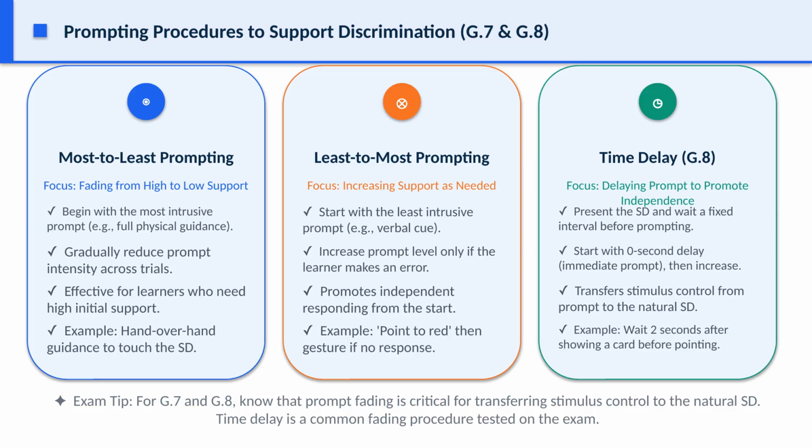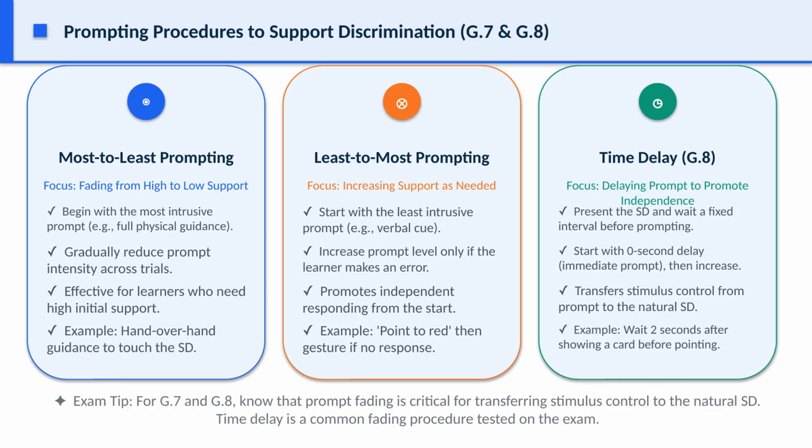When teaching stimulus discrimination, the BCBA exam expects you to know how to systematically transfer stimulus control from prompts to the natural SD. Most-to-least prompting starts with the most intrusive prompt, like full physical guidance, then fades across trials. Ideal for learners who need high initial support, such as guiding a child's hand to touch the correct picture. Least-to-most prompting begins with the least intrusive prompt, like a verbal cue, and increases only after an error, promoting independence from the start. For example, saying, point to red, then gesturing if needed.